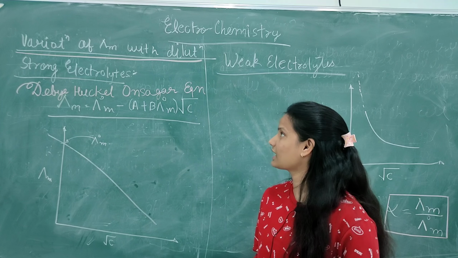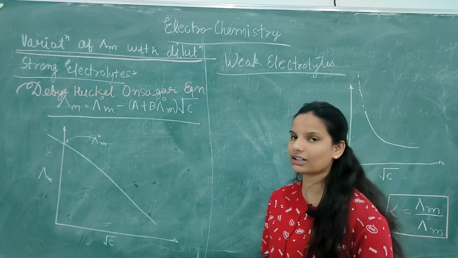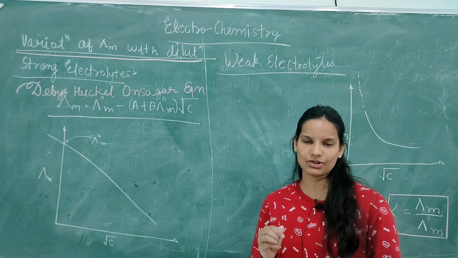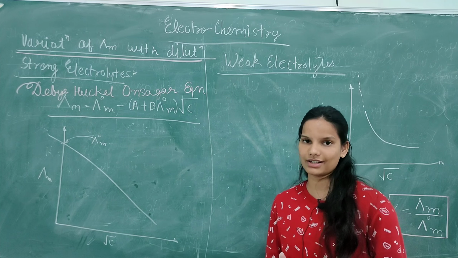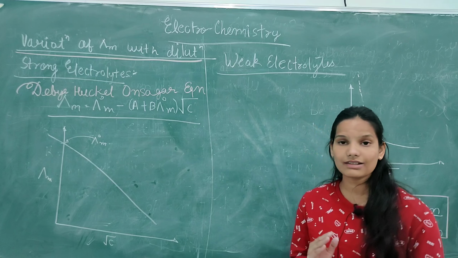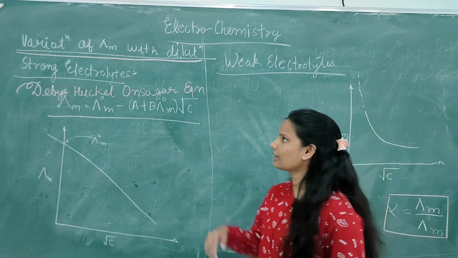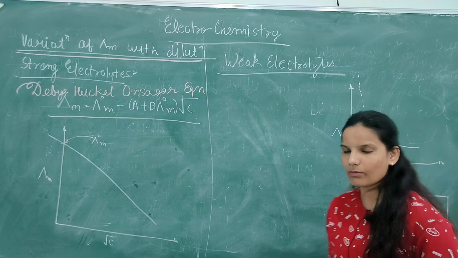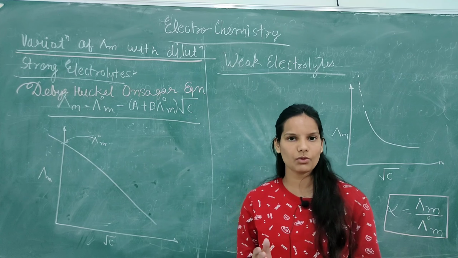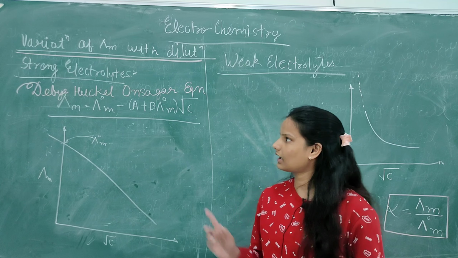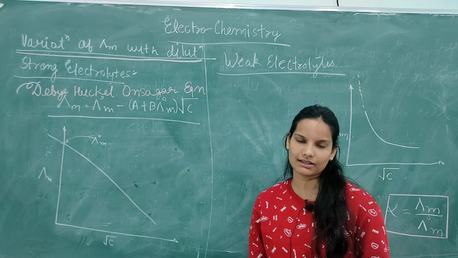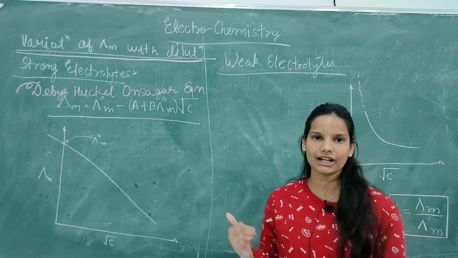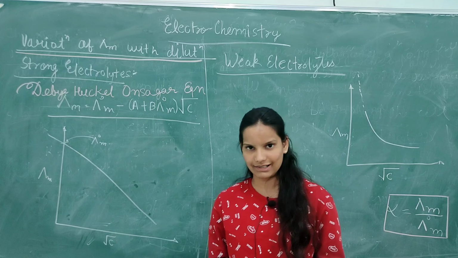Next topic is about the variation of molar conductivity or molar conductance with dilution. Already discussed this part, like with dilution, the molar conductance also increases. But the case is different when we discuss strong electrolytes and weak electrolytes. Normally, obviously, with dilution, the molar conductance will increase, but there are two different cases. In strong electrolytes, it will vary differently, and for weak electrolytes, it will vary differently. So let's have a look at that.